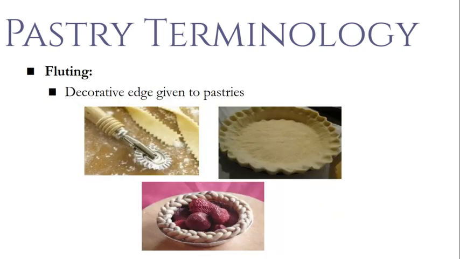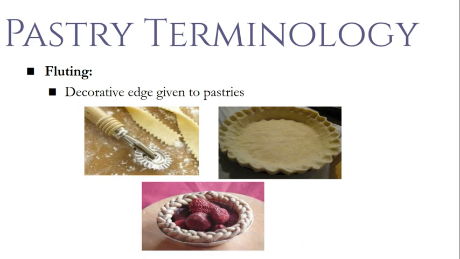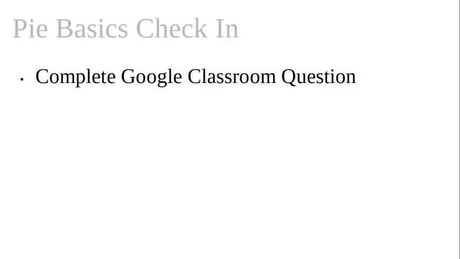Another term is fluting, and that's the decorative edge that is given to pies. You can see an example here, and you can see an example here. We'll talk more about fluting and the top crust, again, like I said, on Thursday. So that is just pie basics, lots of information.